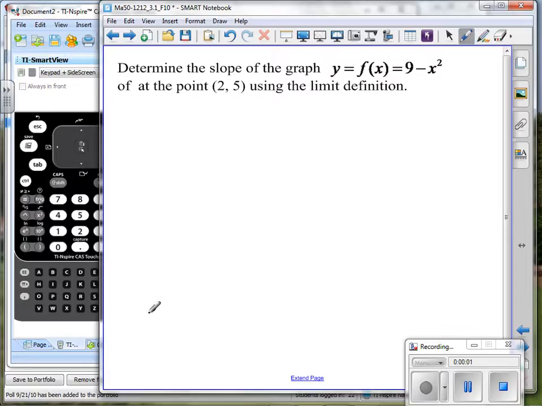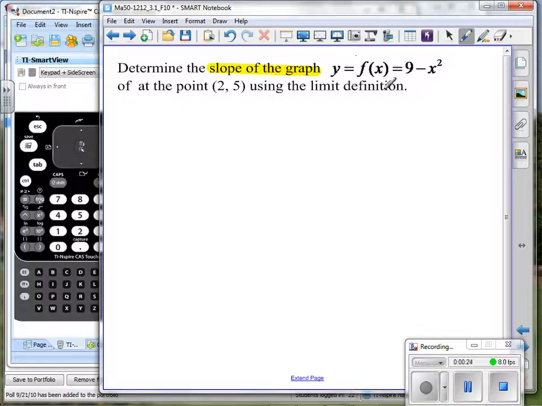Determine the slope of the graph. Now when we say the slope of the graph, that's a little bit different from the slope of a line. If we do the slope of a graph, what we're saying is the slope of the line that's tangent to the graph, okay, that's what we're really going for. The slope of the line tangent to the graph.